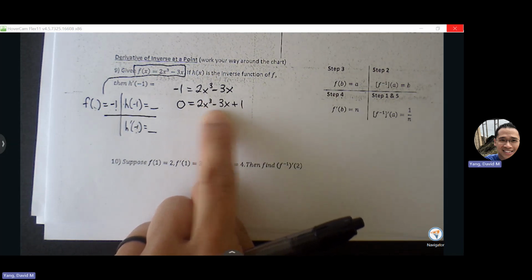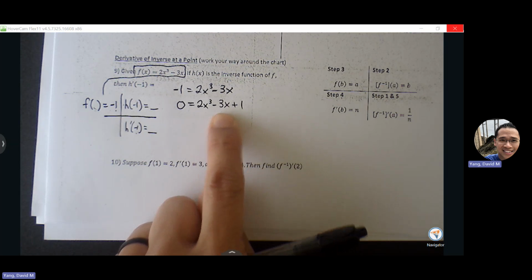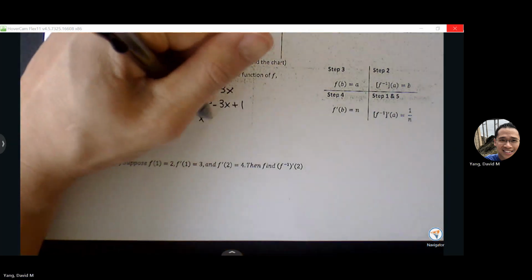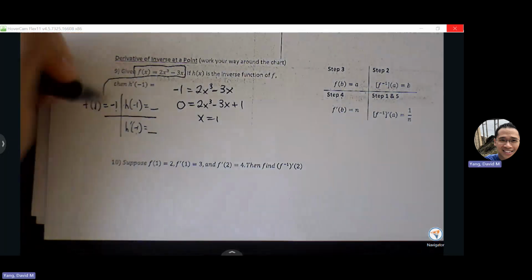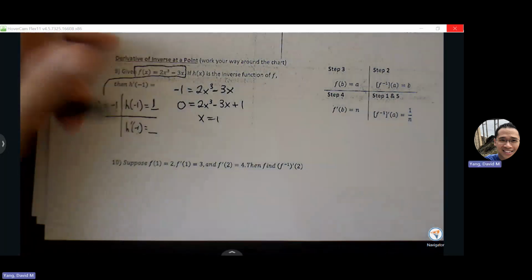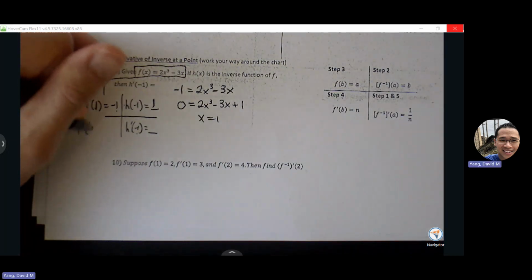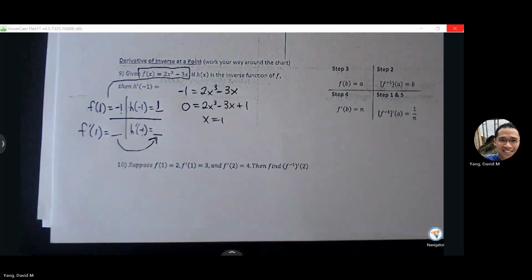So if I plug 0 in, 0 doesn't work. If I plug 1 in, 2 minus 3 is -1, -1 plus 1 is 0. That works. So 1 works. So my ordered pair is (1, -1), which means that on the inverse side, it must be (-1, 1). So if I can find f prime of 1, then this slope will lead me to this slope.